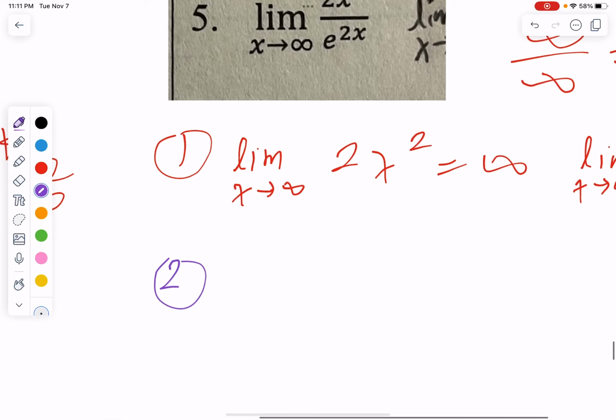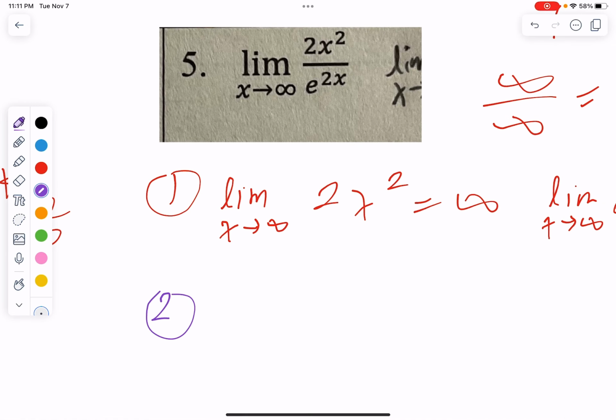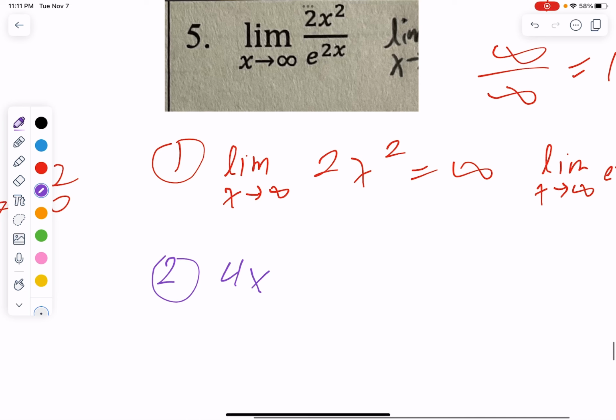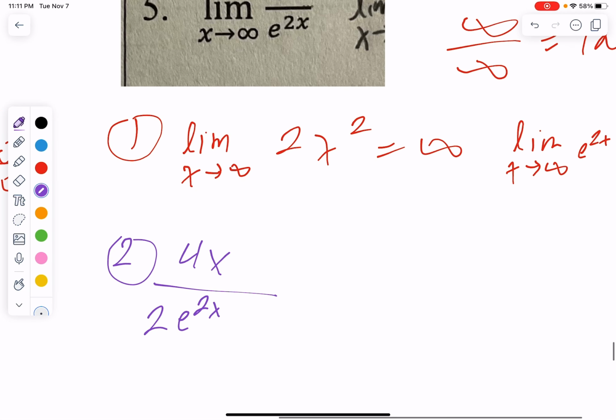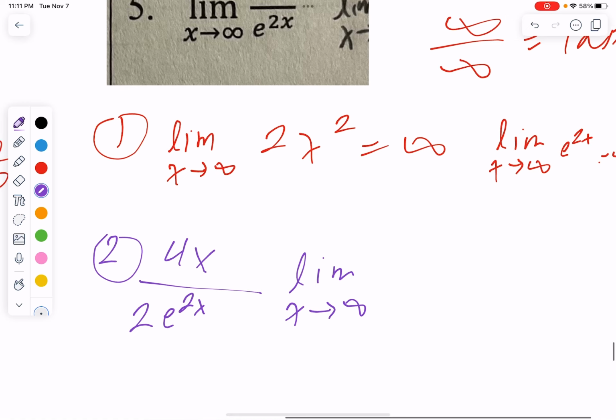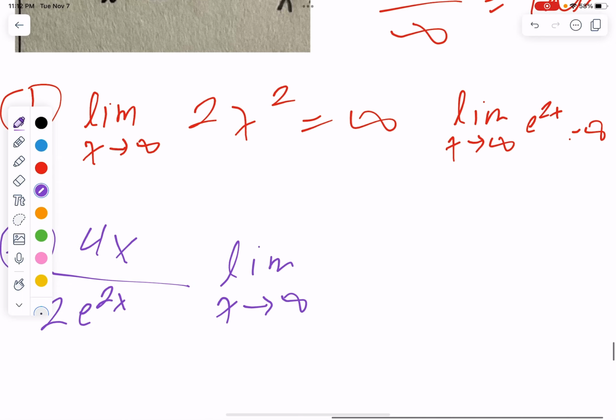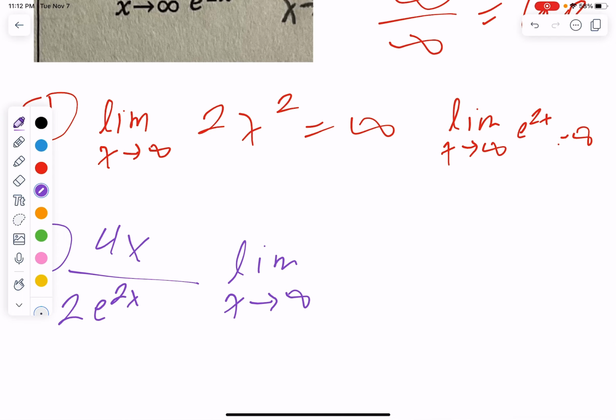So now we take the derivative. The derivative of 2x squared is going to be 4x, thanks to the power rule. And the derivative of this, thanks to the chain rule, is going to be 2e to the x, because the derivative of e to the x is itself, times the derivative of the argument, as the limit approaches infinity. That's what you get.